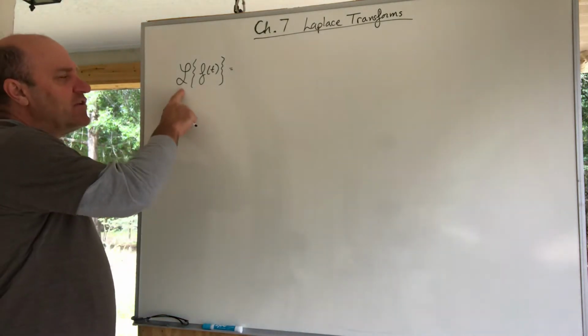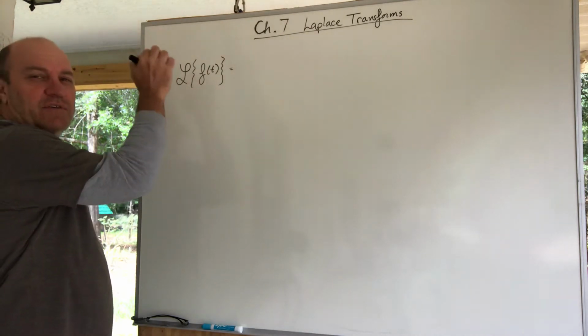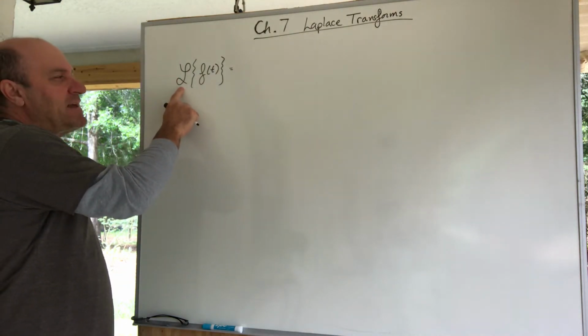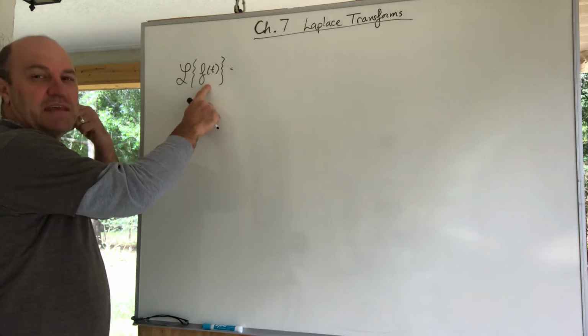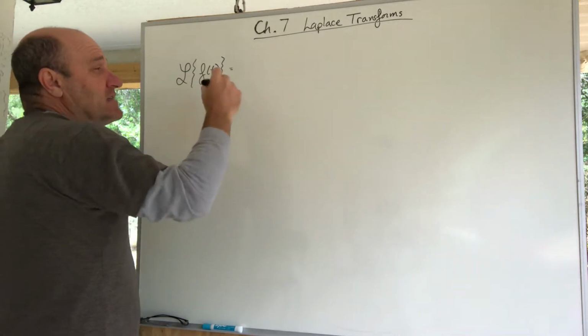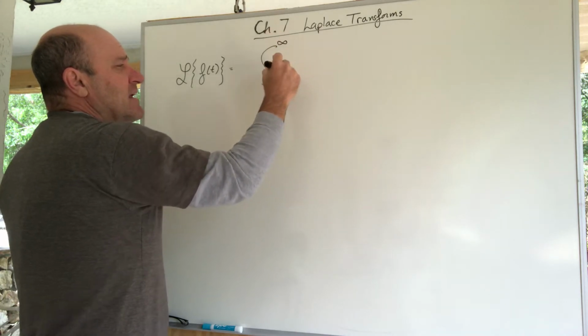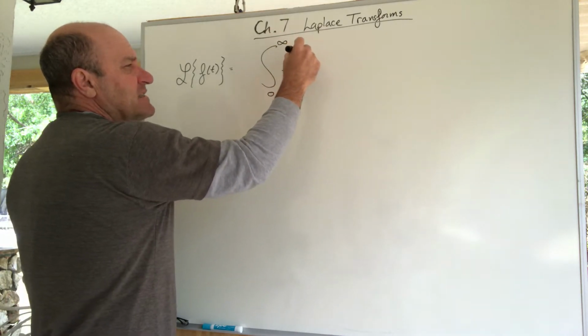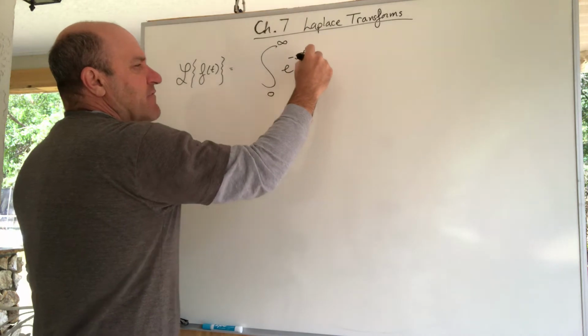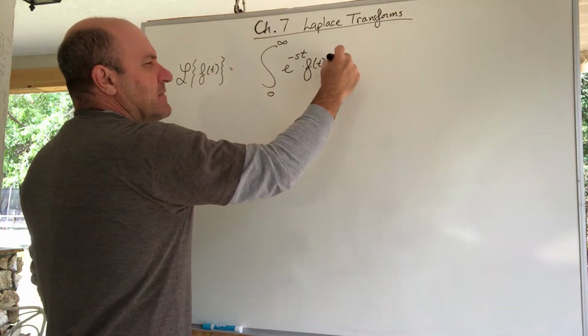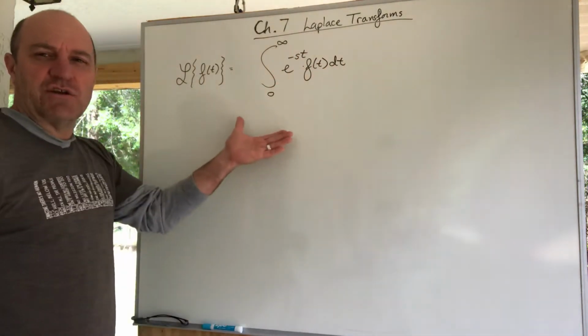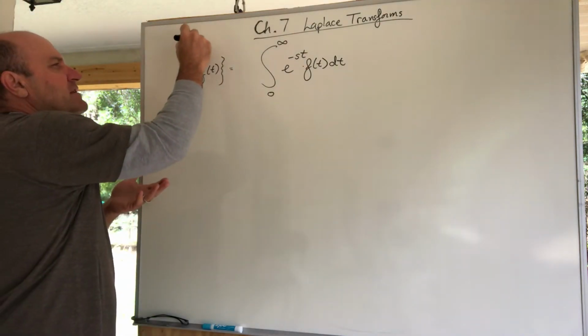Laplace Transform, we denote it like this. We take, with capital L, the Laplace Transform of a function f of t. And what that means is this. We do this integral from 0 to infinity, e to the negative st times that function f of t dt. So that's the definition of a Laplace transform.